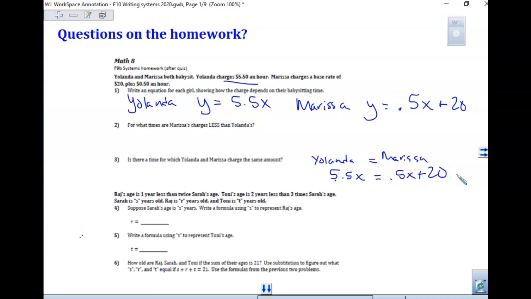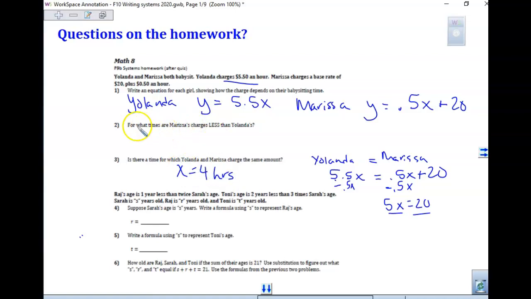So go down to number 3 and write this down. As you are writing this, we need to get all the x's on one side, and we're going to subtract 0.5x from both sides. So in number 3, I now have 5x equals 20, which means when are they going to be getting paid the same? I divide both sides by 5, and I would say x equals 4 hours.